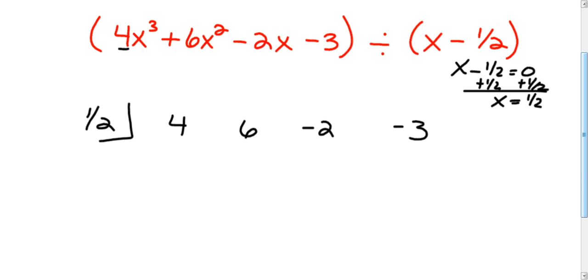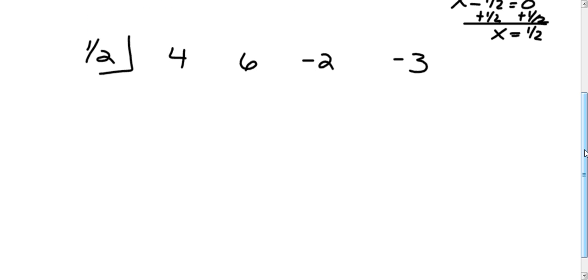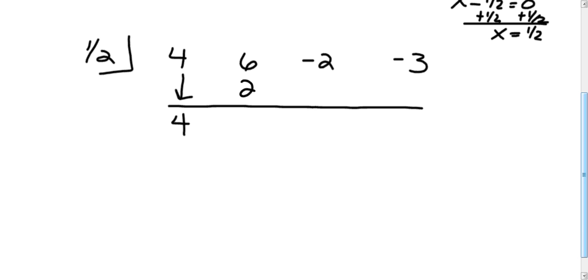All right. So now we're going to follow the same process. It's just not necessarily with as pretty of numbers, okay? So we'll go ahead and bring this 4 down. We'll still multiply kitty corner and add up and down. So 4 times 1/2 would be 2. And now I add 6 plus 2 to get 8. Then 8 times kitty corner 1/2 would be 4. And -2 plus 4 is 2. Then 2 times 1/2 is 1. And -3 plus 1 is -2. So you can see that I have a remainder here. Okay, so here's my remainder.